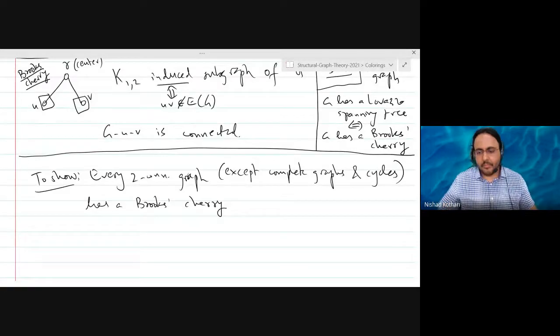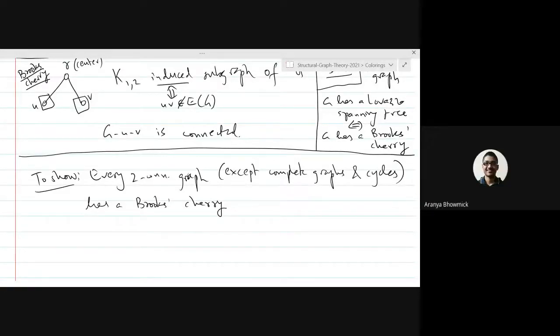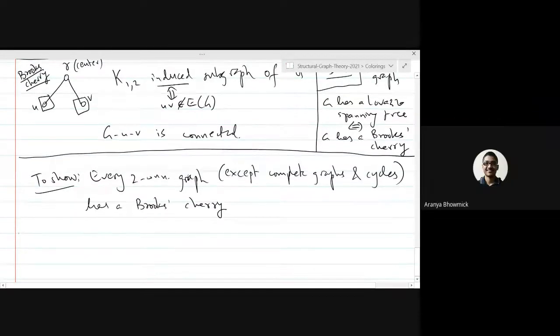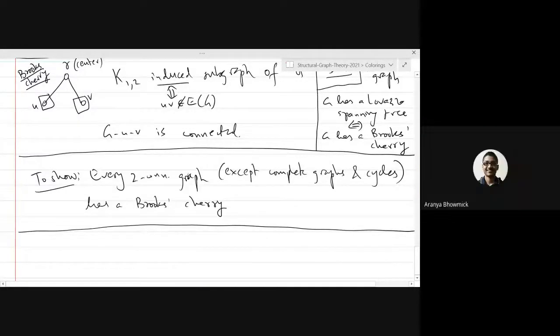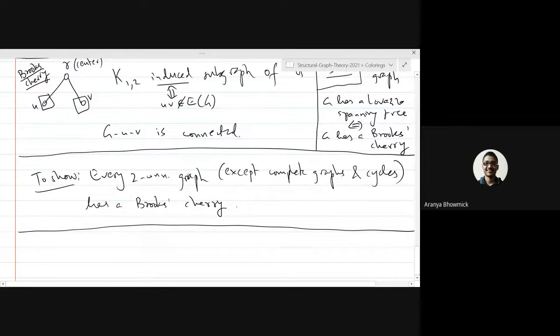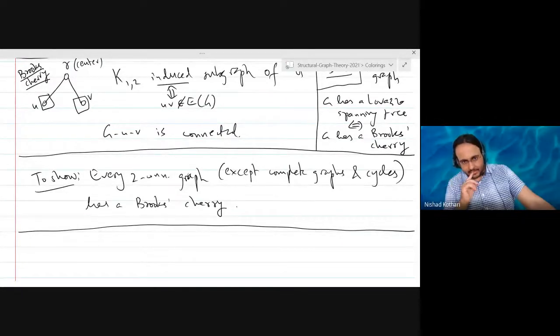Right? Yeah, but then how does it become a Brooks cherry? Because for a Brooks cherry, G minus U minus V should be connected, right? Right. It is not a Brooks cherry. That's what I'm saying. Cycles don't have a Brooks cherry. Both complete graphs and cycles don't have a Brooks cherry, and I think they are the only exceptions. That's right. That's what we are going to prove.